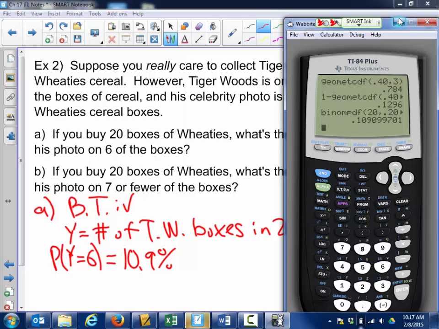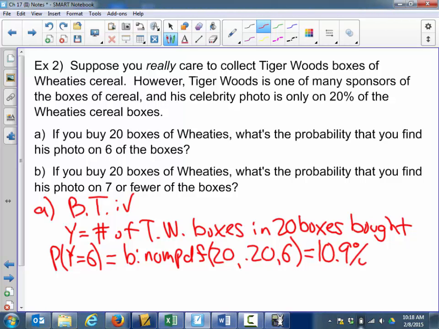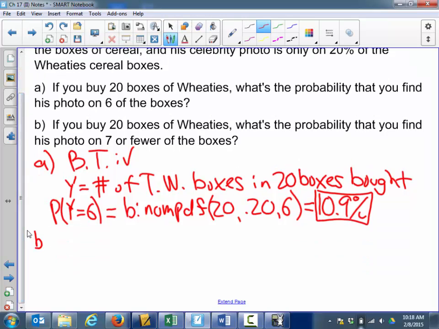Okay? All right, so some of you, just as before, may not see binom PDF appear quite this way. For some of you guys, when you enter in binom PDF, it'll take you back to the home screen and you'll just see this. Well, you need to enter in 3 arguments or 3 numbers here. The first is the number of trials, which is 20. The second is the probability of success, which is 0.20. And then x is the number of successes you're looking for. So 6 in this case, and that'll take you to the same 10.9% chance that we just found using this other look on the calculator. Okay. All right, so there's part A.